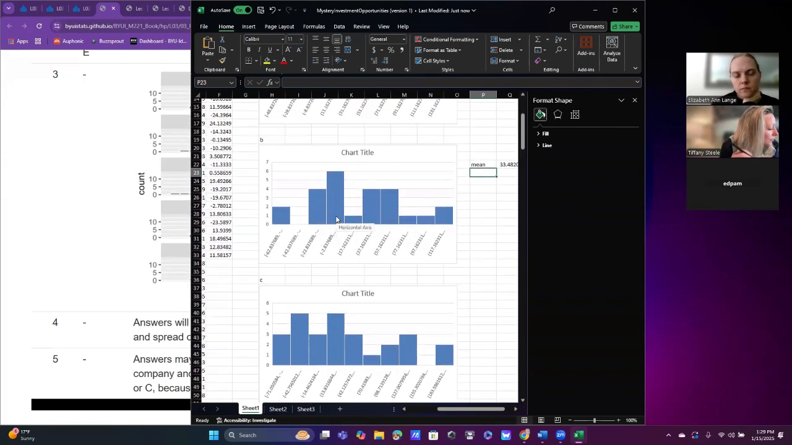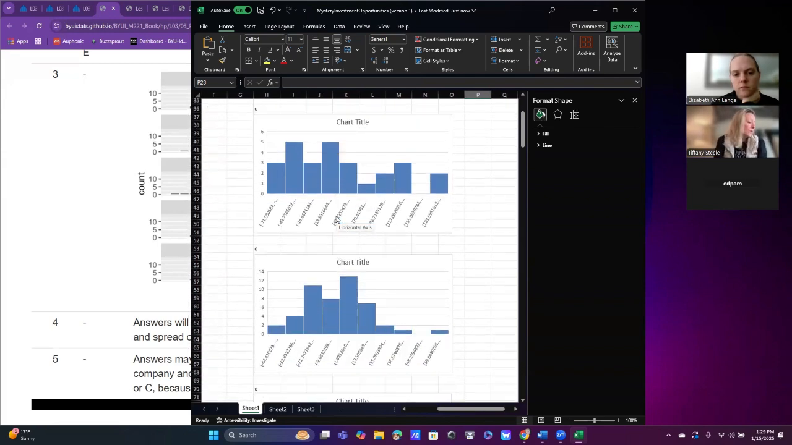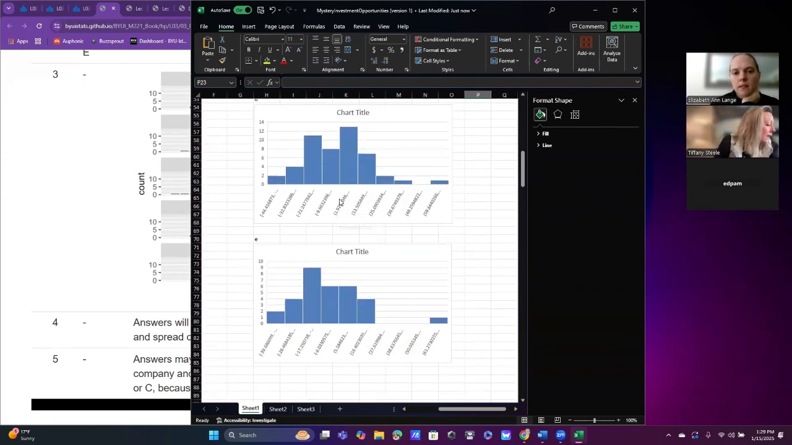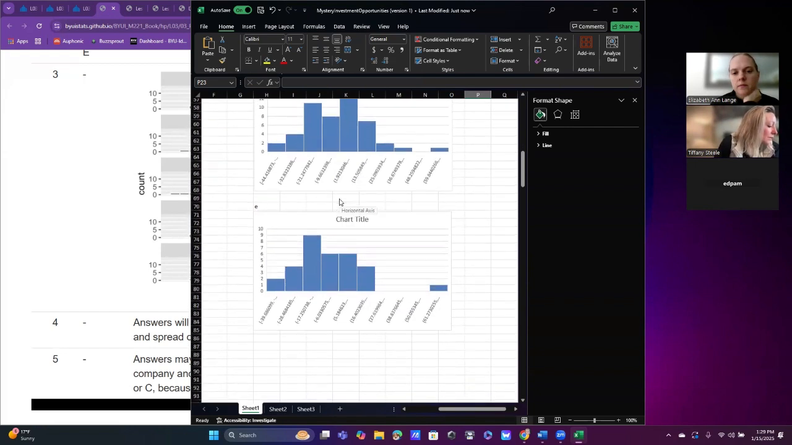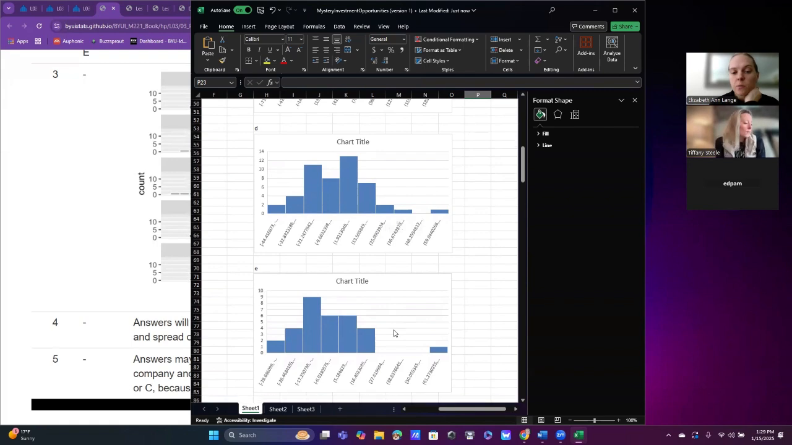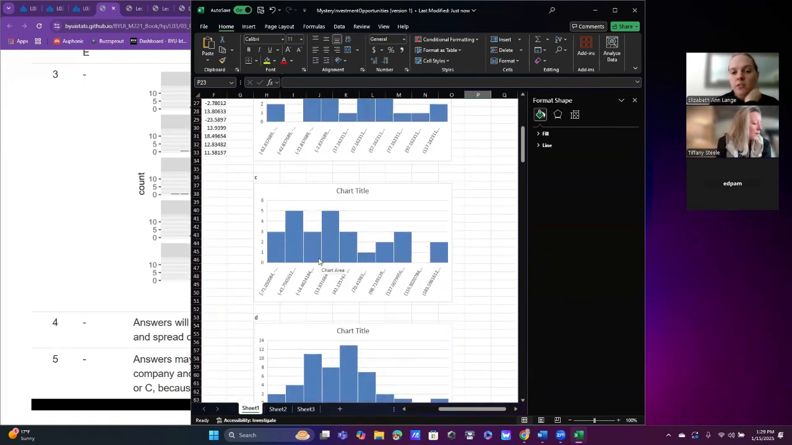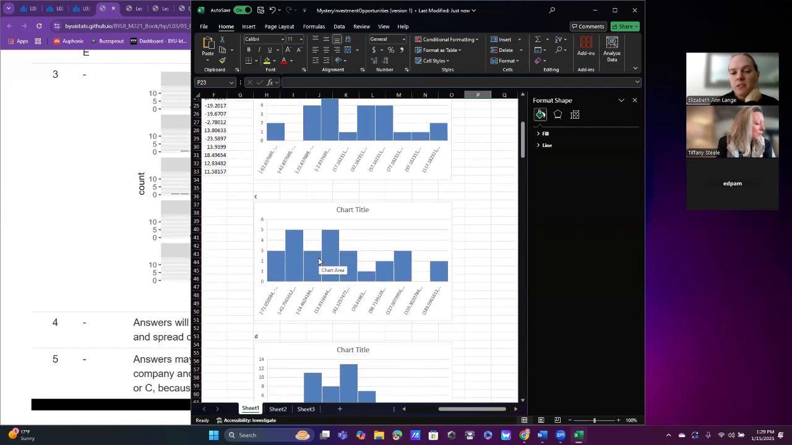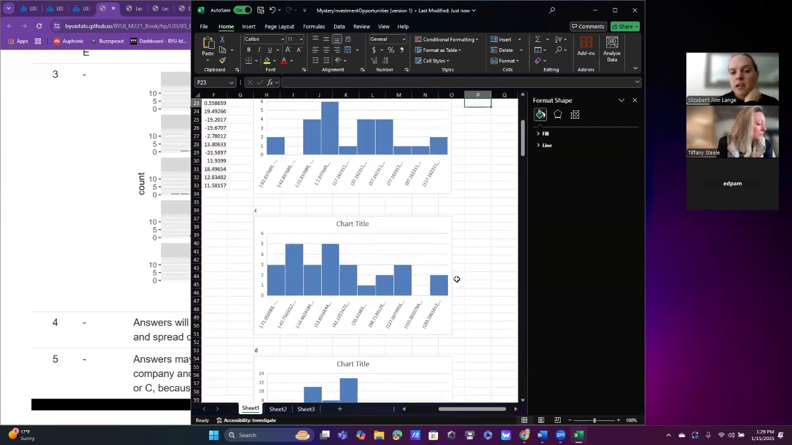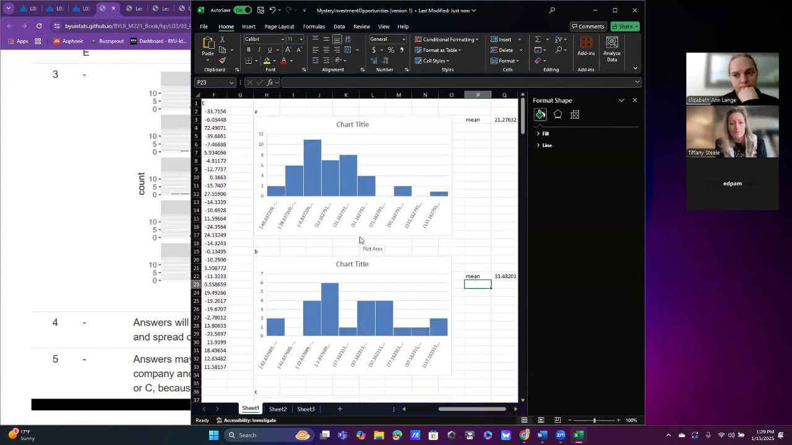Systematic, bell shape, uniform, skewed left or right. Well, I guess they mean the number of peaks. One peak is called unimodal, two peaks is bimodal. So D looks like bimodal to me, and this one also looks like a bimodal, maybe, because of the peaks. Okay, yeah, bimodal.